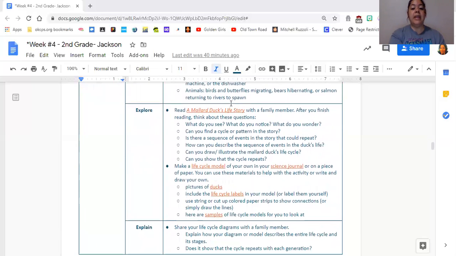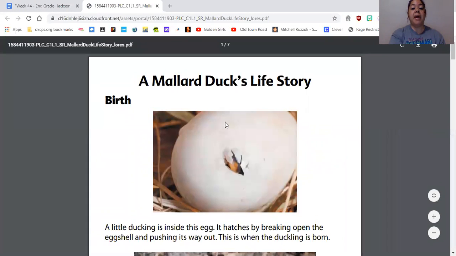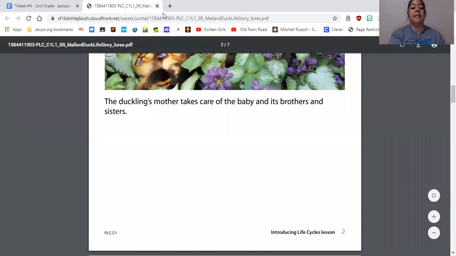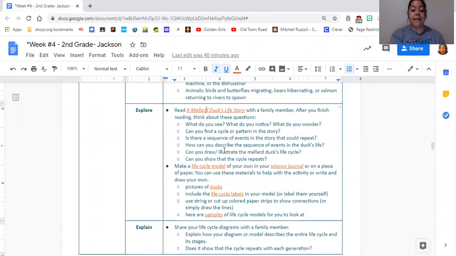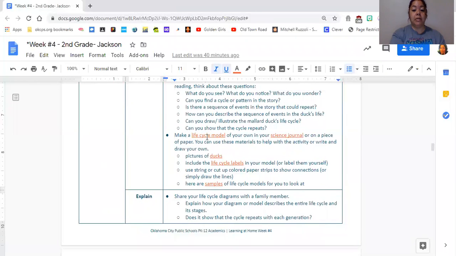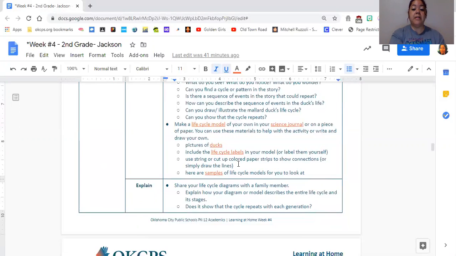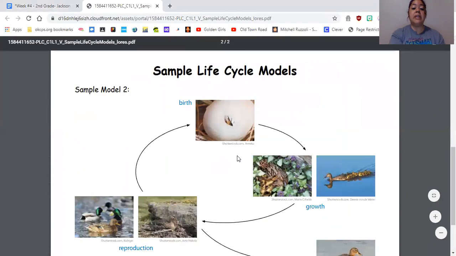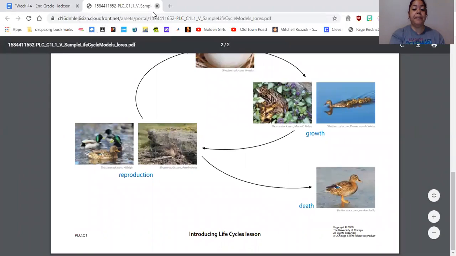And then there is a mallard duck life story where you can read about the mallard duck and how he grows. Then you can use that story to make your own life cycle model. You're going to use these pictures of the ducks here, or you can make your own pictures of ducks. There are also labels here that you can print out, or you can label them yourself. And then there are some samples of life cycle models for you to look at when you click on those orange words, which take you to a live link.